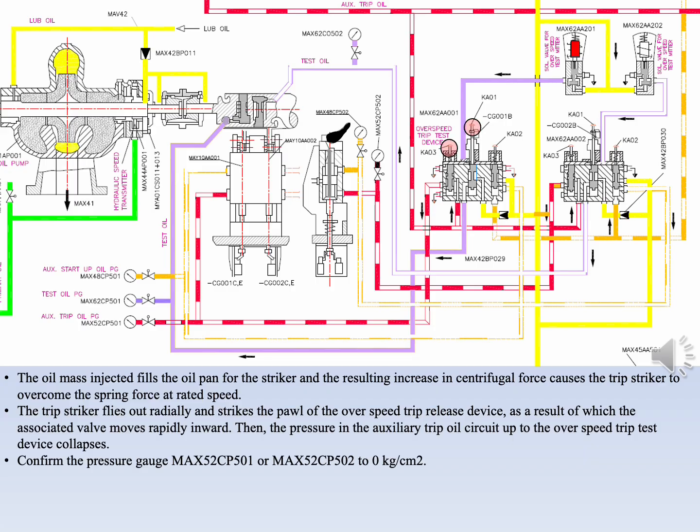The trip striker flies out radially and strikes the pawl of the overspeed trip release device, as a result of which the associated valve moves rapidly inward. Then, the pressure in the auxiliary trip oil circuit, up to the overspeed trip test device, collapses. Confirm the pressure gauge MAX52CP501 or MAX52CP502 to 0 kg/cm2.